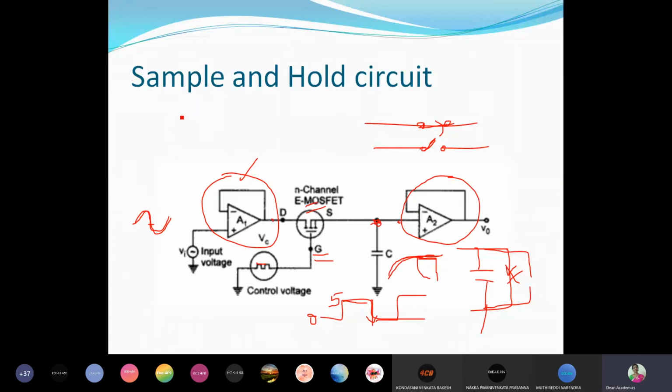Okay. Now we are studying about the sample and hold circuit. This sample and hold circuit is designed with 2 OpAmps. Here one voltage follower and another voltage follower. Then one switch is used here, and the operation of the switch is controlled by a control voltage. For holding the signal we use a capacitor here.